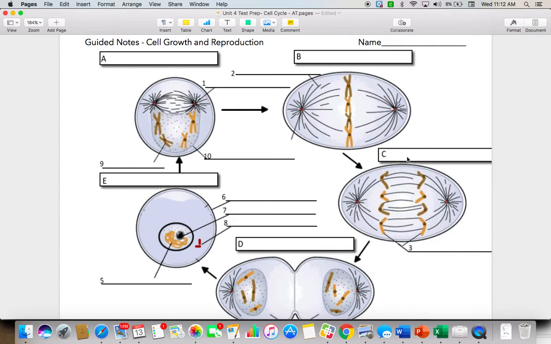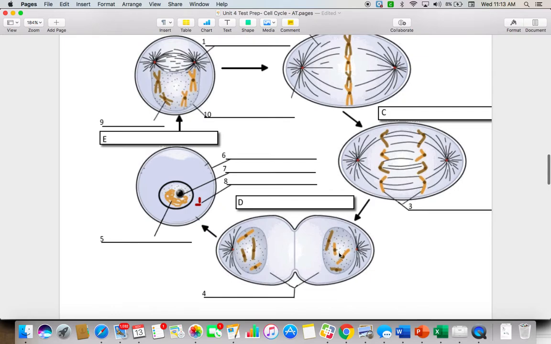This next cell, which is C, is in anaphase. I know that because the spindle fibers have pulled my double chromosomes apart. And remember, these are now simply referred to as chromosomes, single chromosomes. So C would be anaphase. Number 3, I would put single chromosome.